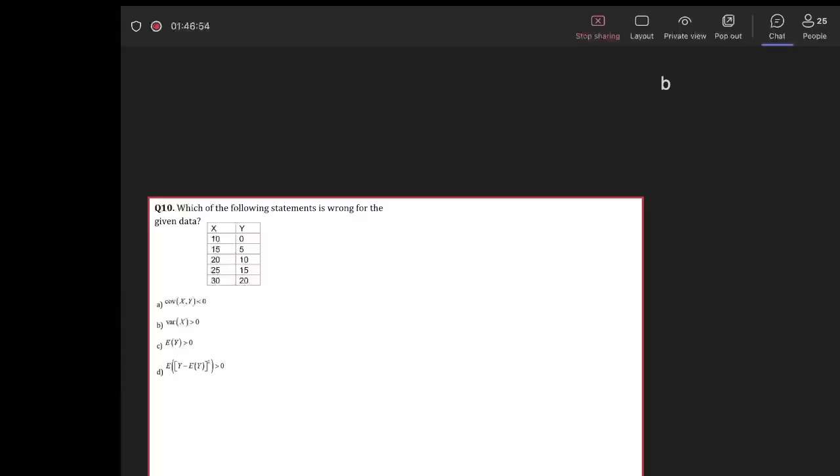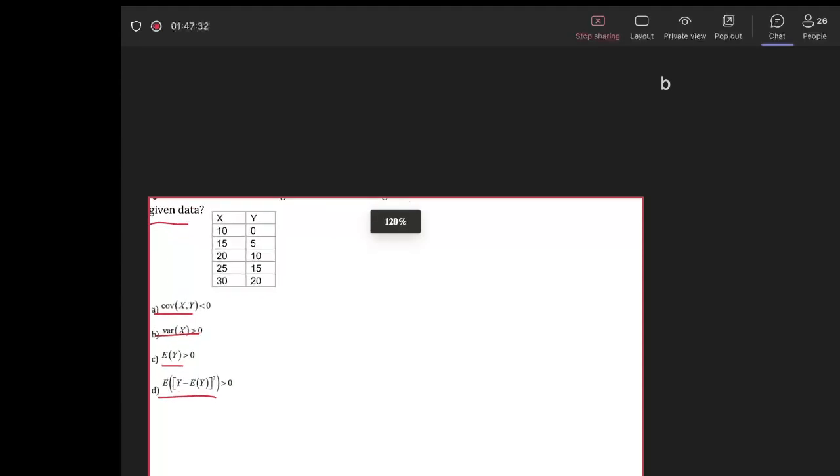Okay, so it's almost time to finish the TA session. So let's discuss this last question. They are asking which of the following statements is wrong for the given data. One approach to solve this question is that, because they have given the exact values, we can substitute the values in the formula and get the numbers. But one more approach is just by examining the data, we can try to guess which of these are correct and which are not correct.